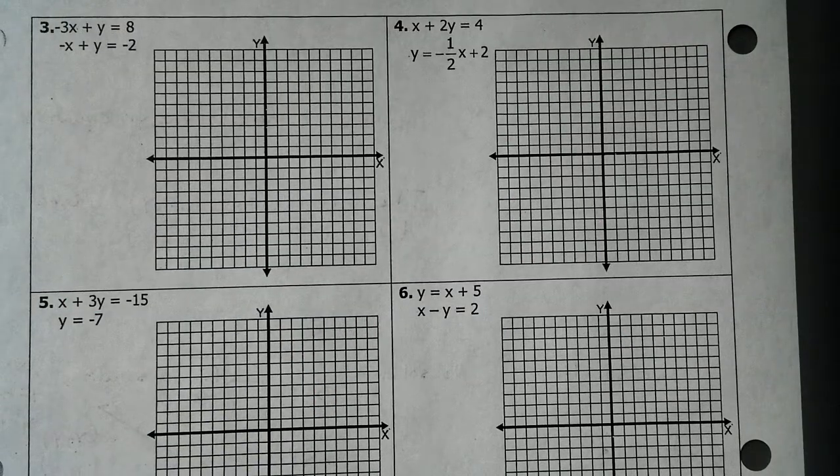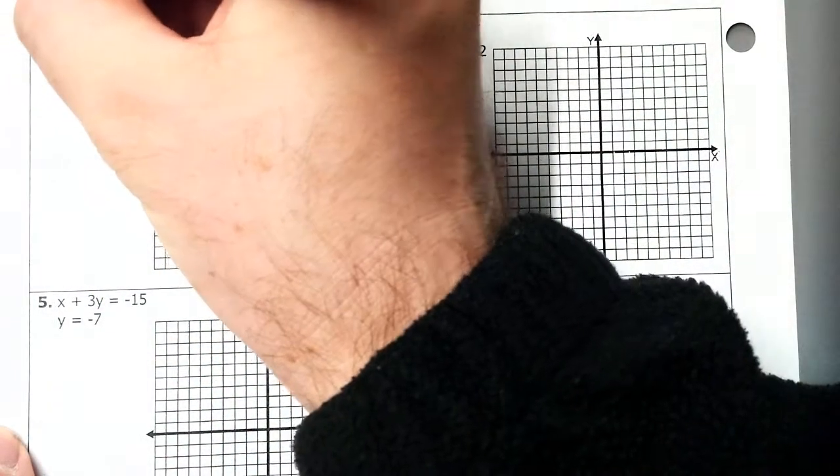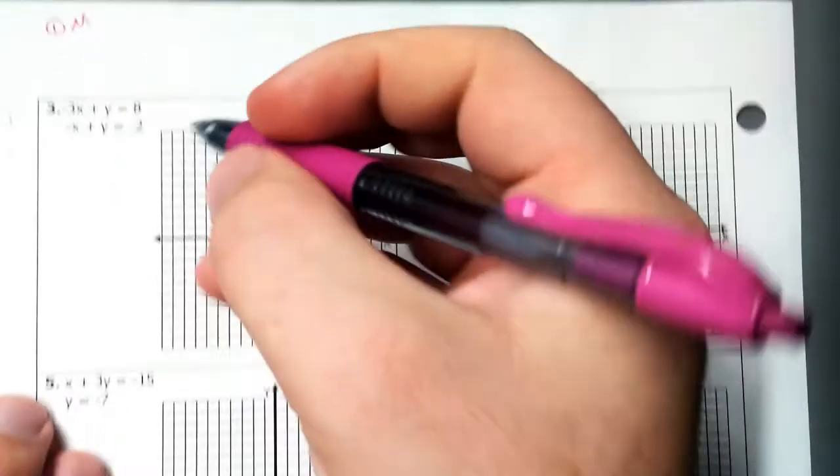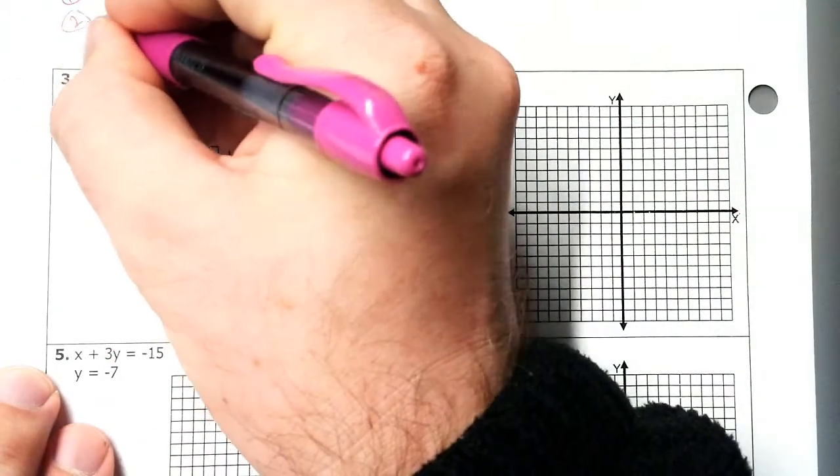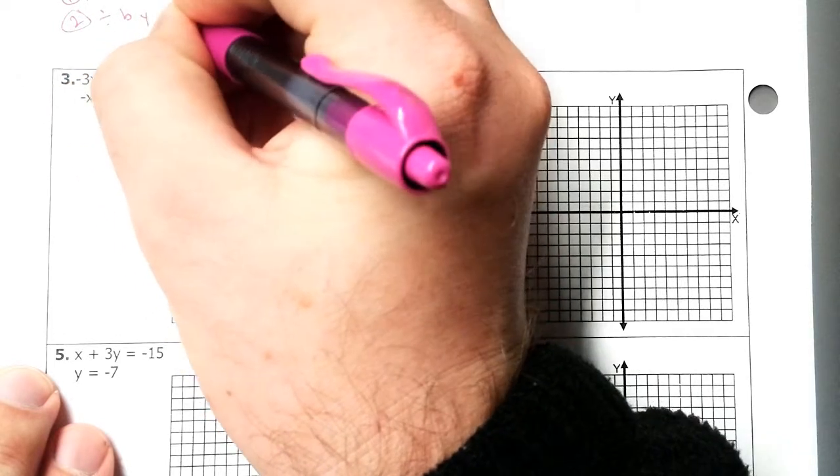Now, we've got our first example where they're not both in y equals. So what do we have to do? We've got to solve it. What are our 2 steps? Remember, step 1, move your x. Step 2, divide by y.